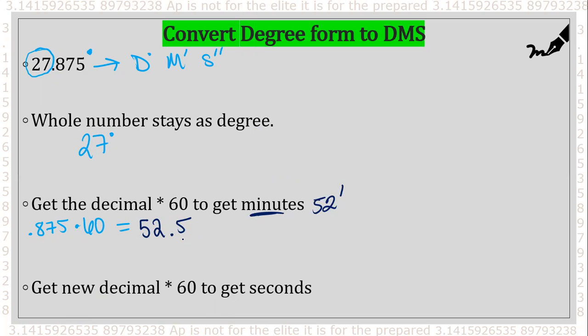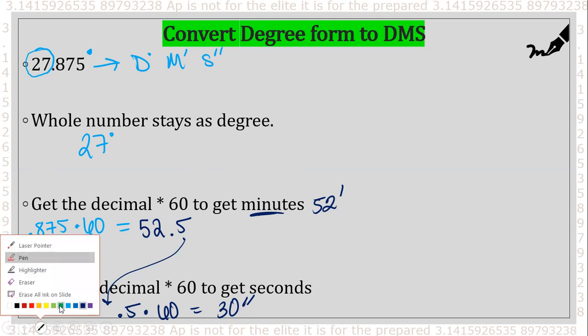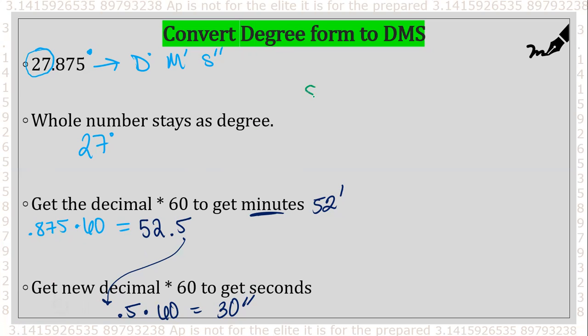You're probably wondering, wait, what happens with this 0.5? Well, this 0.5, you drop it down, and that's what's going to be multiplied times 60 to find your seconds. So this should be 30 seconds, because half times 60 is 30. So our solution needs to be this right here: 27 degrees, 52 minutes, and 30 seconds.